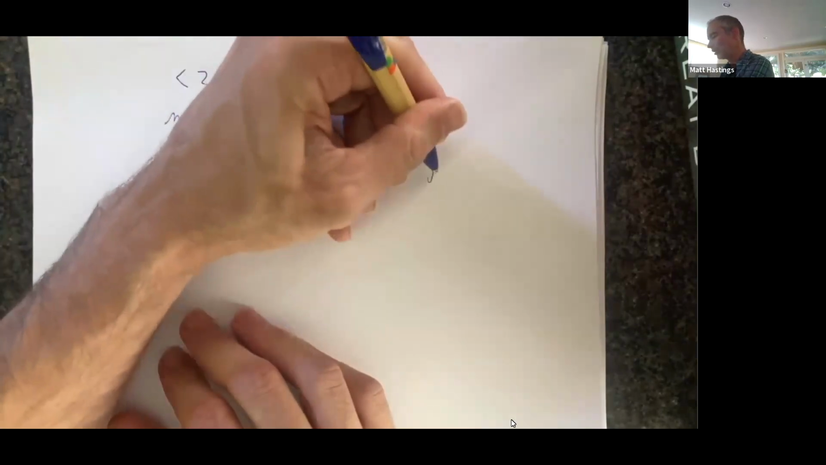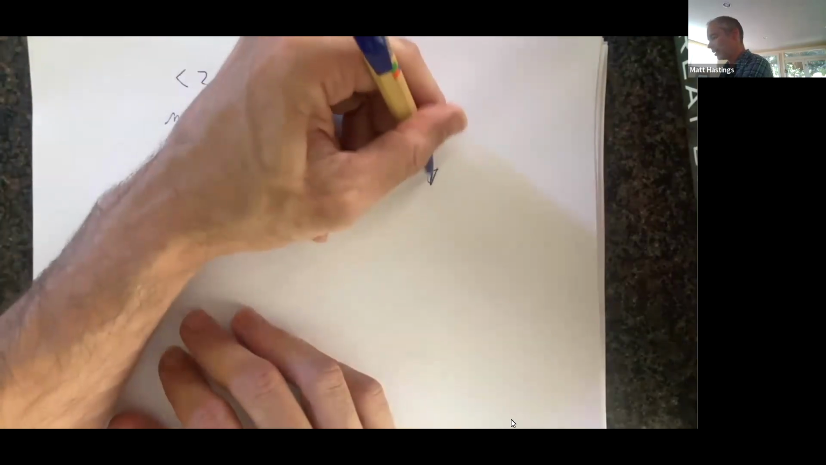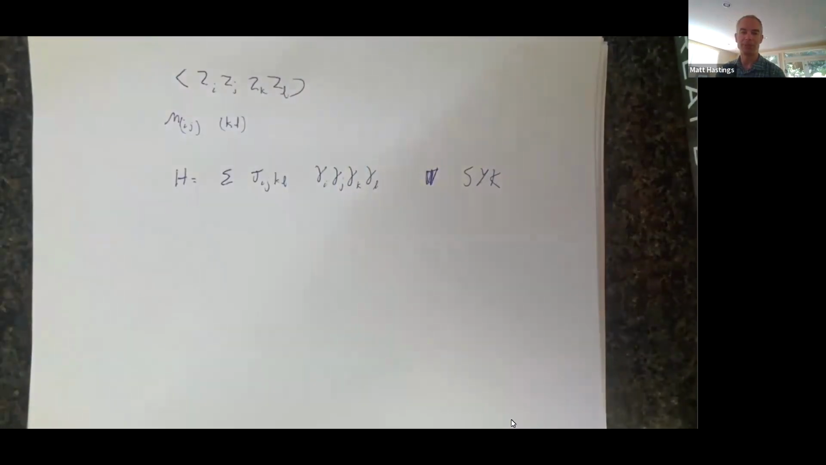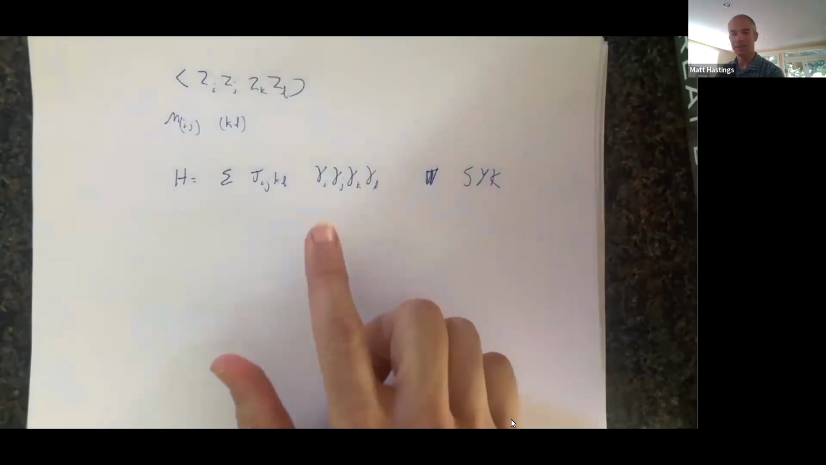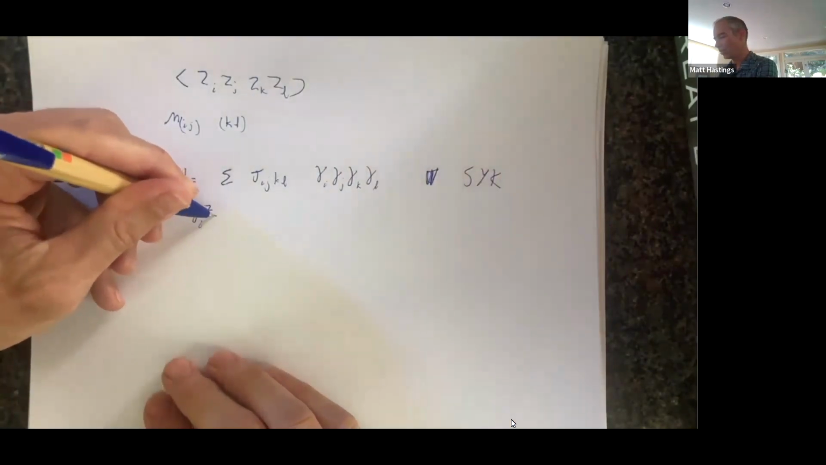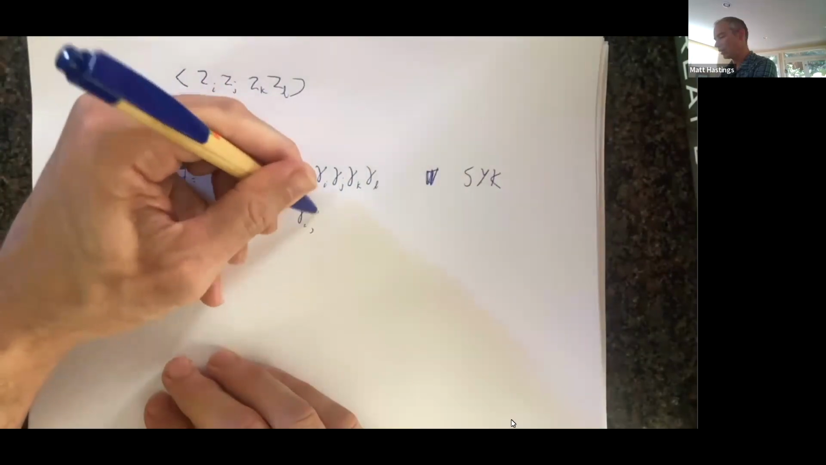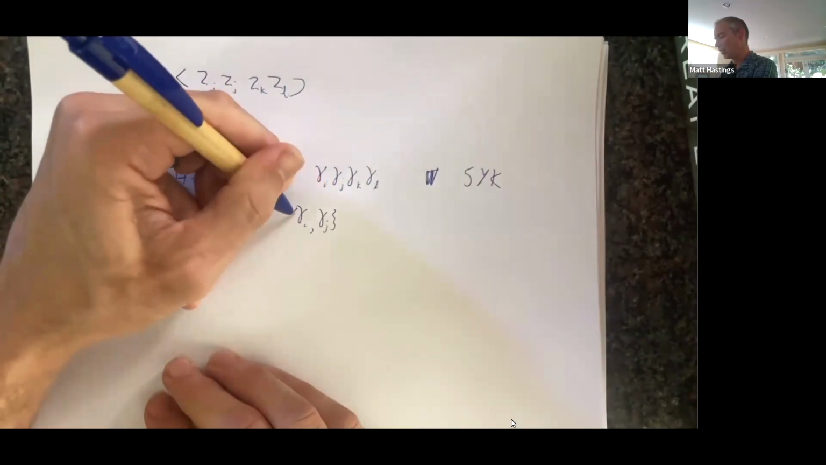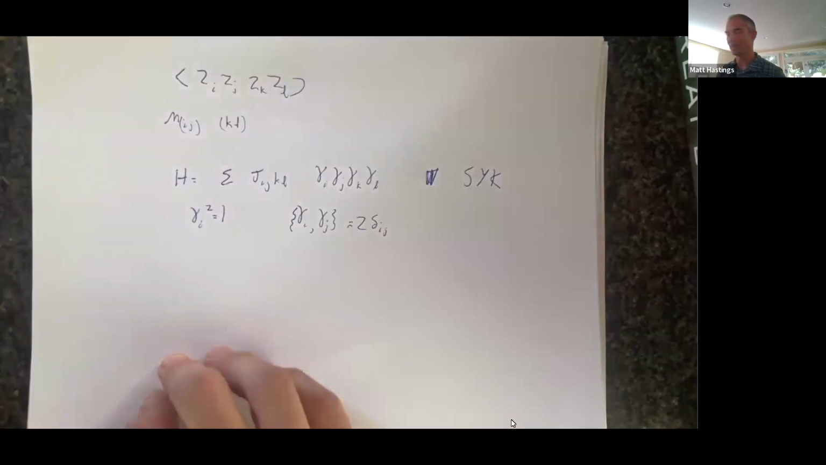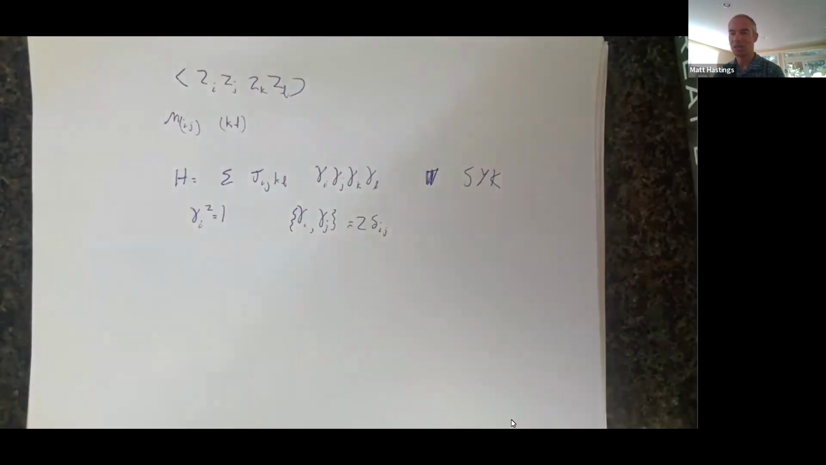SYK, Sachdev-Ye-Kitaev. So this is a particular Hamiltonian. These gamma I are Majorana operators. The square of each operator is 1, and gamma I, gamma j in fact anti-commute if I is not equal to j. So the anti-commutator of two of them is 2 delta ij.